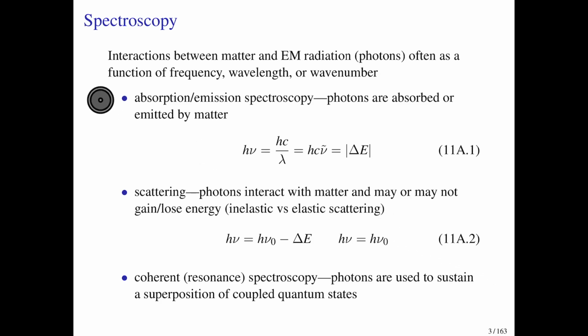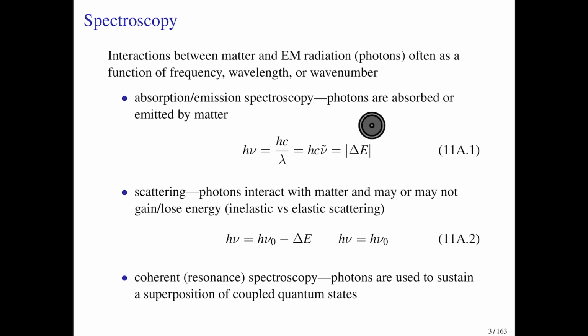The first one, you're probably already familiar with the terms absorption and emission. Here you have, in the case of absorption, a photon is absorbed by matter, and in the case of emission, a photon is produced by matter. And the equation that I've listed here is the resonance condition that we've looked at previously, which relates the energy of the photon, here expressed as h times frequency, or you can express it in terms of the wavelength of the photon, or the wave number of the photon. That photon energy is equal to a change in energy in the material system.